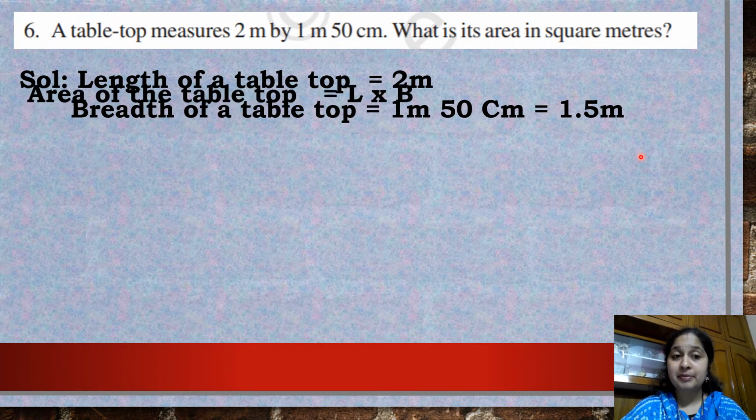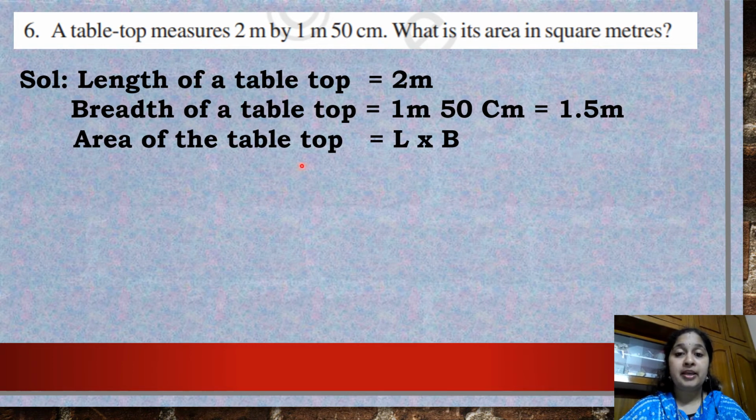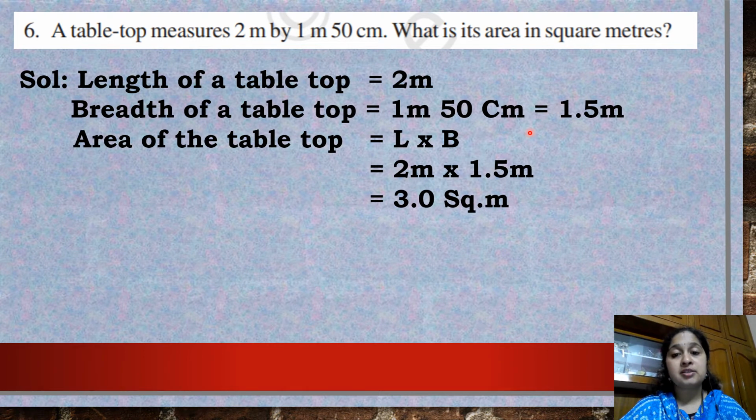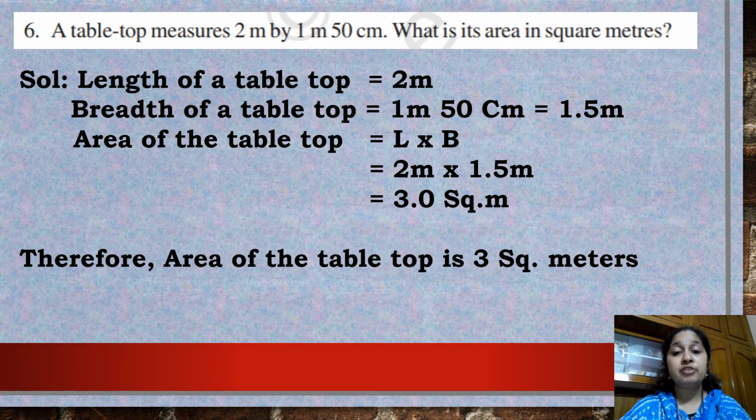So what is the next statement? Area of the tabletop. Since it's a rectangular tabletop, the formula is length into breadth. So what is the length? 2 meters multiplied by 1.5 meters. It's nothing but 3.0 square meters. So what is the unit of area, children? It is square meters. Please don't forget to write the units, right? So next is, therefore, area of the tabletop is 3 square meters. So I hope you understood the sixth problem.